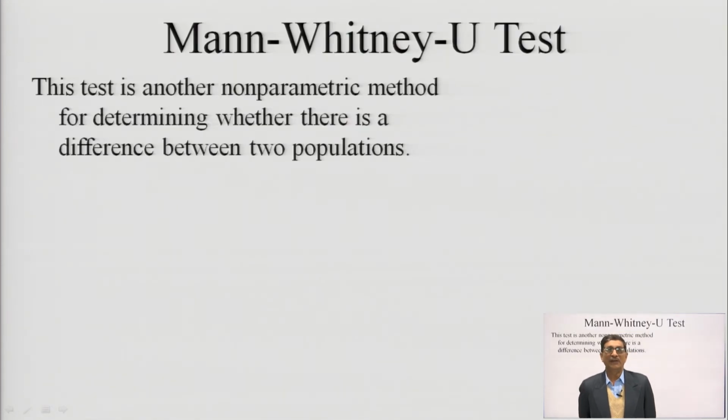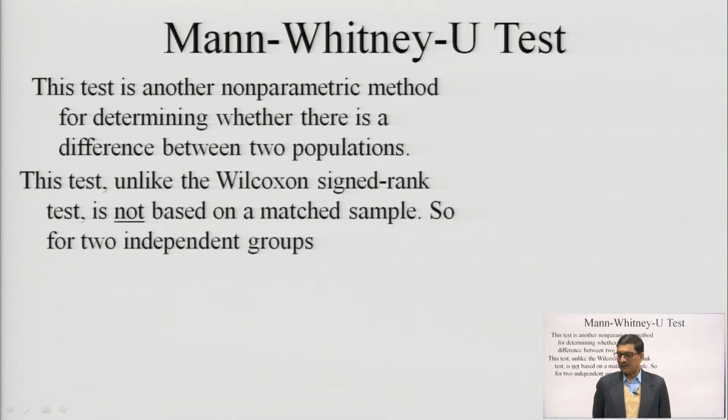Next is the Mann-Whitney U test. This test is another non-parametric method for determining whether there is a difference between two populations. Unlike the Wilcoxon signed rank test, this test is not based on matched samples. It is used for two independent groups, because the data is not matched or paired, while in the Wilcoxon signed rank test we have matched sample data or paired data.